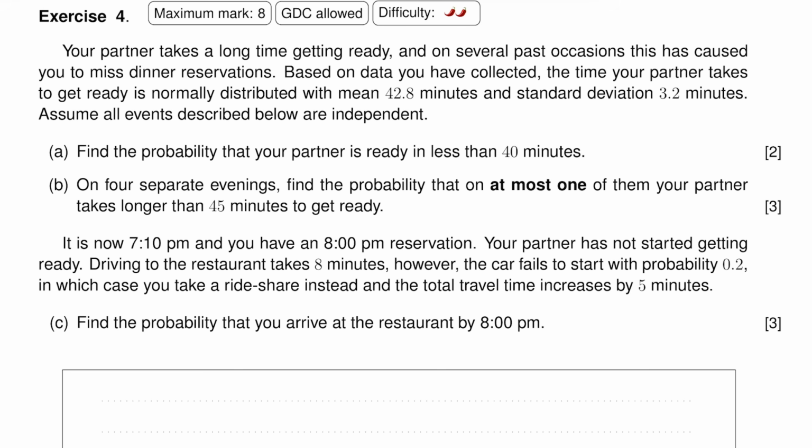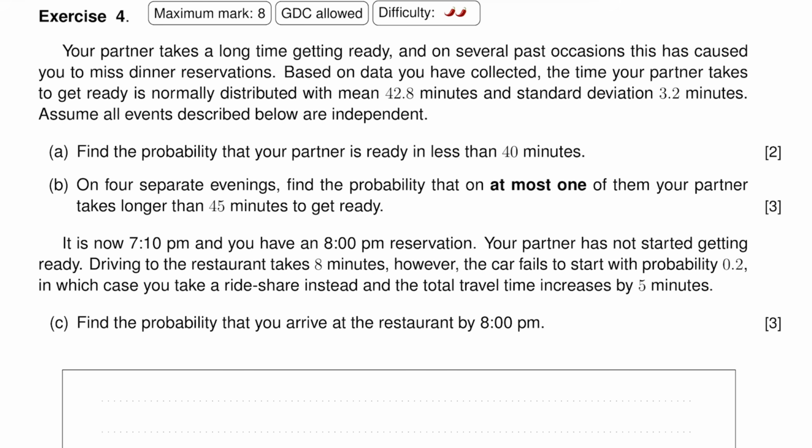All right, let's get to exercise number 4, one in statistics and probability. Your partner takes a long time getting ready, and on several past occasions, this has caused you to miss dinner reservations. Wow, that's pretty annoying. Based on data you have collected, the time your partner takes to get ready is normally distributed with a mean of 42.8, and the standard deviation is 3.2.